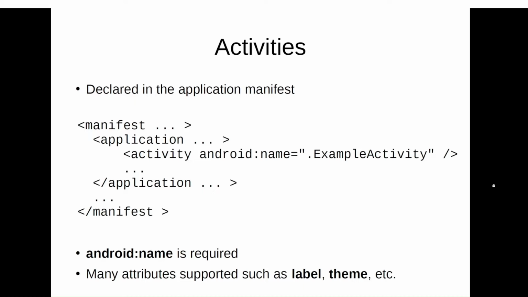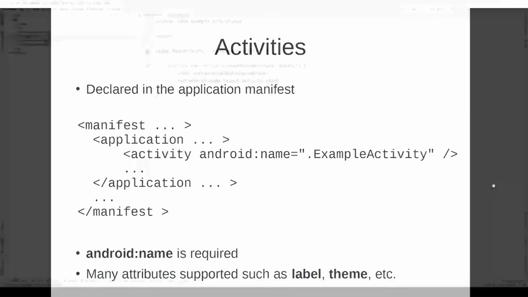Additionally, when an activity is declared, any property that is not explicitly specified for that activity as an attribute will be inherited from the parent. In this case, it would be inherited from the application tag. So any property such as a label or a theme or an icon that is not specified explicitly for an activity would simply be inherited from the application. So we could take a look at an example of that.